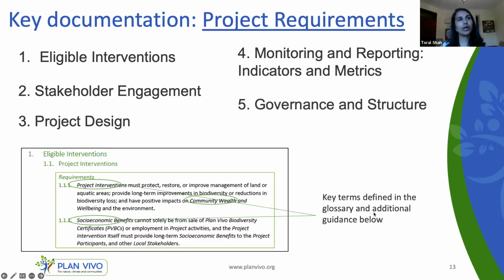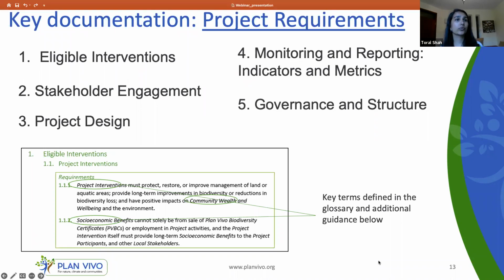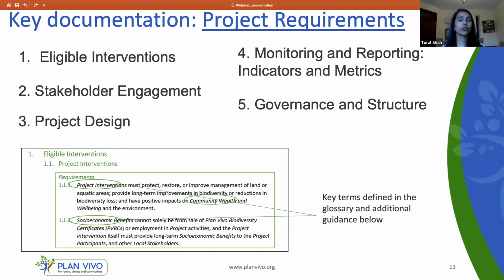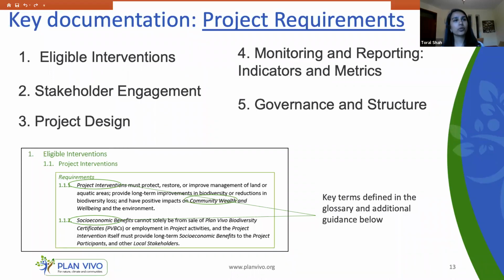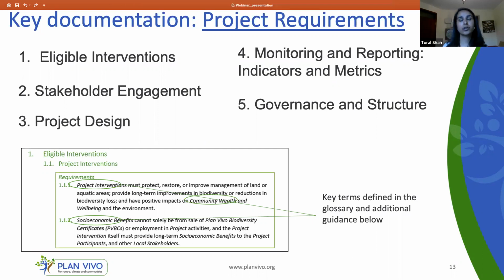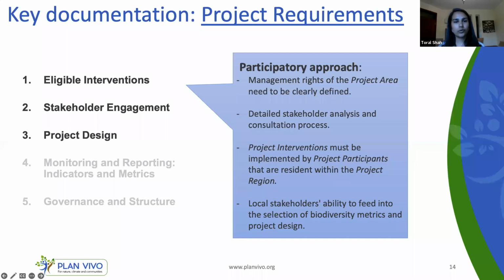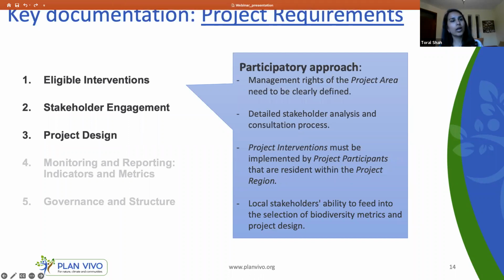So the project requirements look something similar to this, where each of the requirements is individually outlined, and key terms are italicized, which are all defined in our glossary. You also may find some additional guidance below each of the specific requirements. So I thought, since the project requirements are quite a detailed document, which will be available on our website for download tomorrow, this would still be a good opportunity to highlight a few key themes that you can find throughout our requirements. And the first is ensuring a participatory approach.